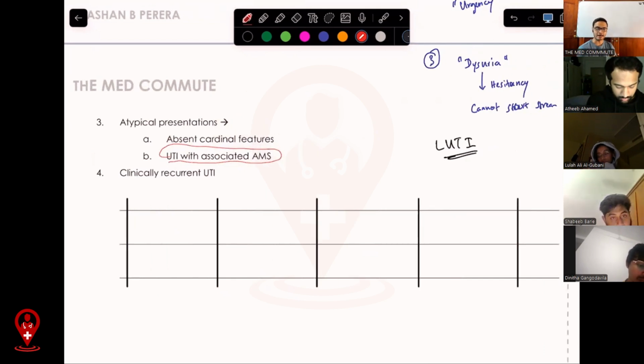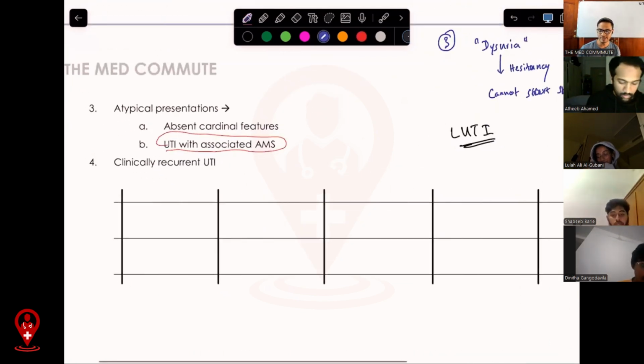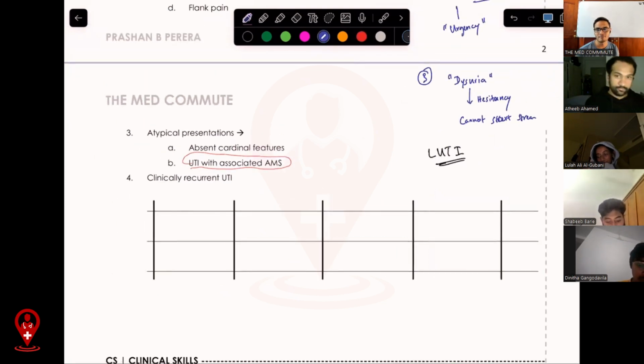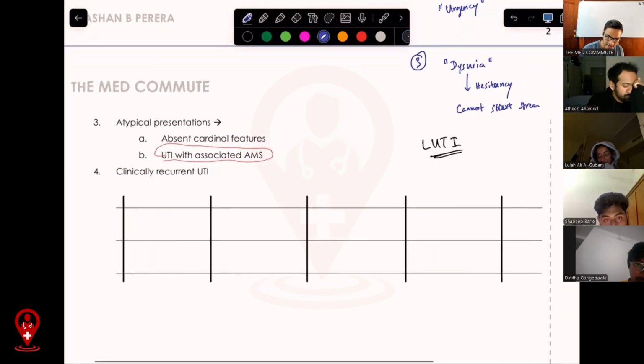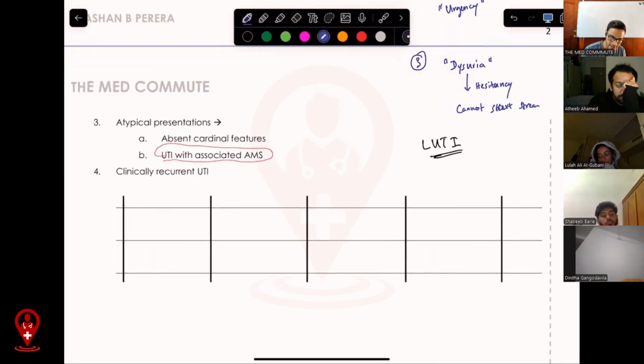The next presentation is recurrence. Here, guys, we are talking about the chronic forms of urinary tract infections. There are several things I want you all to know. Look at this. I've drawn 3 lines here for you, and you can put the vertical lines as well. Draw 5 vertical lines, right? And the 3 lines, we will name them A, B, and C. These are 3 patients: patient A, patient B, patient C.